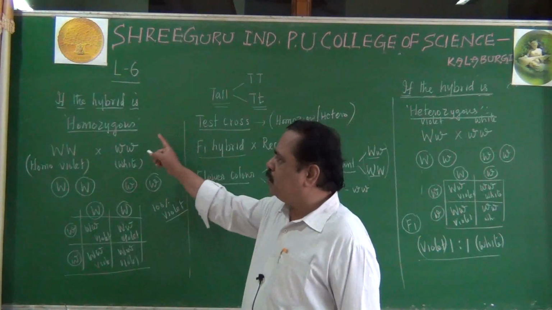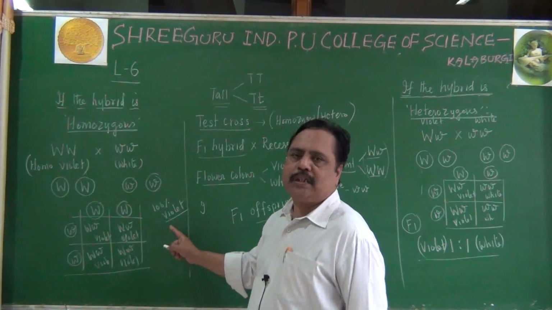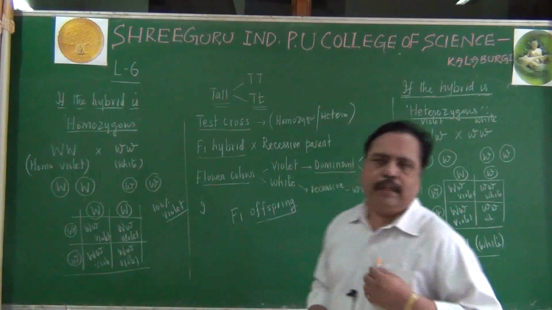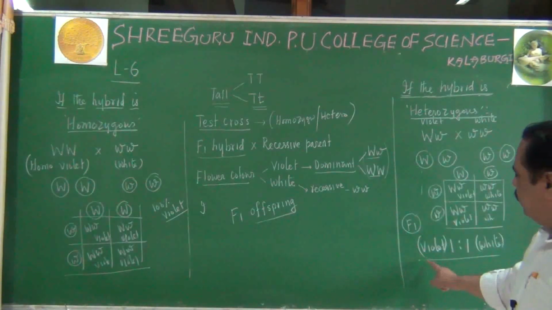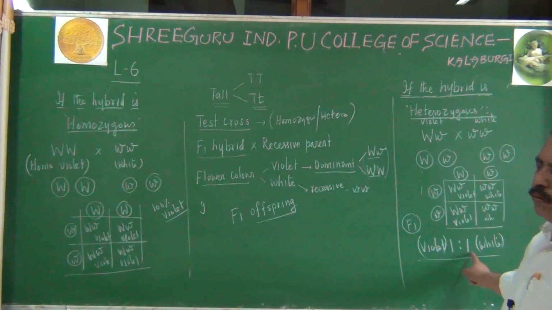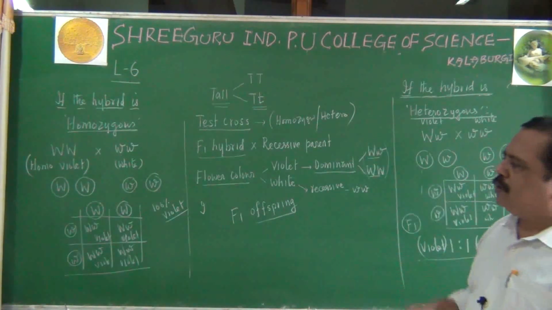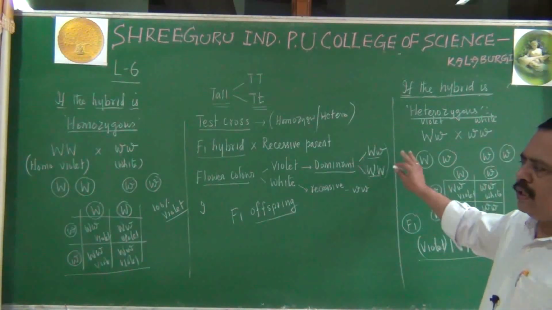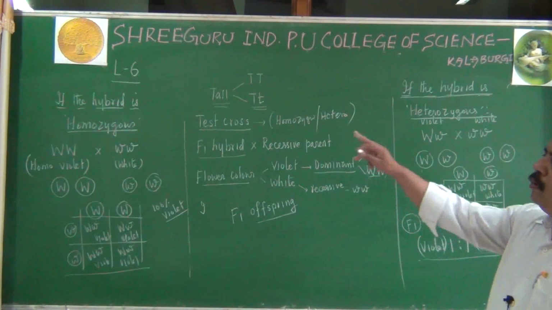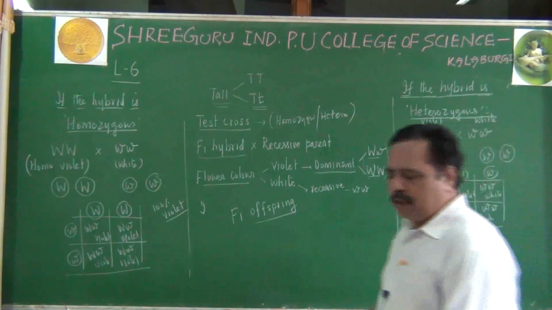If the hybrid is homozygous, 100% dominant character in the offspring. If the hybrid is heterozygous, it will be 1:1 ratio. Please make note of this one. Yesterday I drew the chart as it is given in the book. Today you can just make note of this for your understanding.